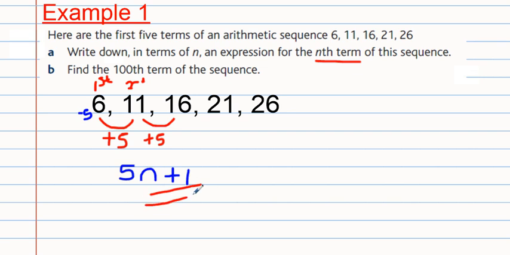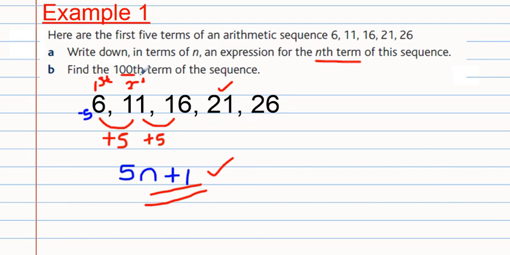Okay? And you can test to see if it works. Let's test. For the first term, position 1, n is 1. So 5 times 1 is 5, plus 1, 6. So that's correct. Let's check the fourth term, this one. So n is 4. 5 times 4 is 20, plus 1, 21. So our nth term is correct.